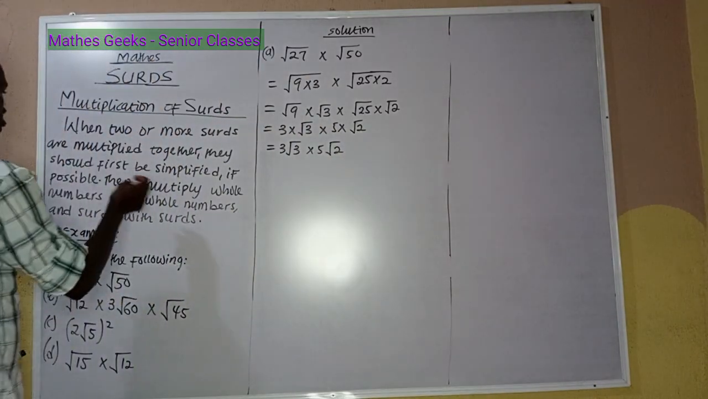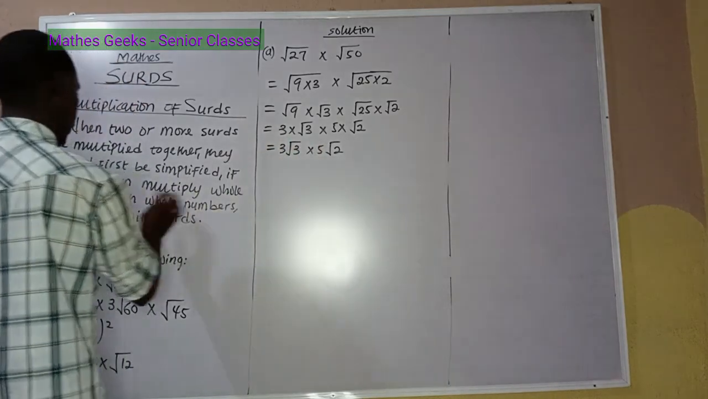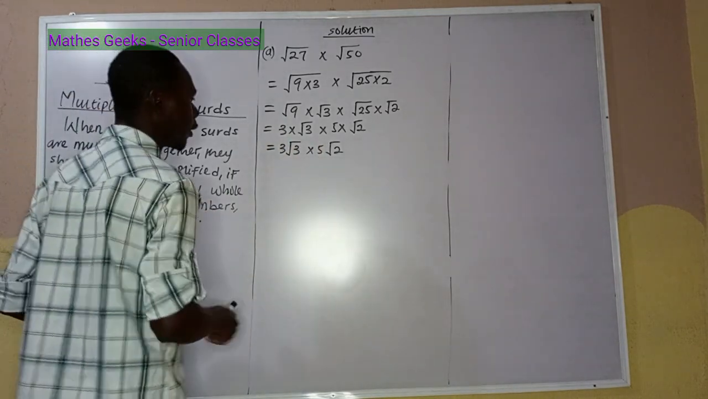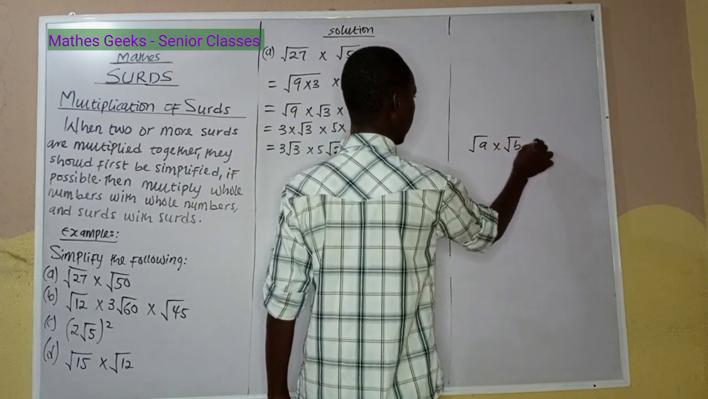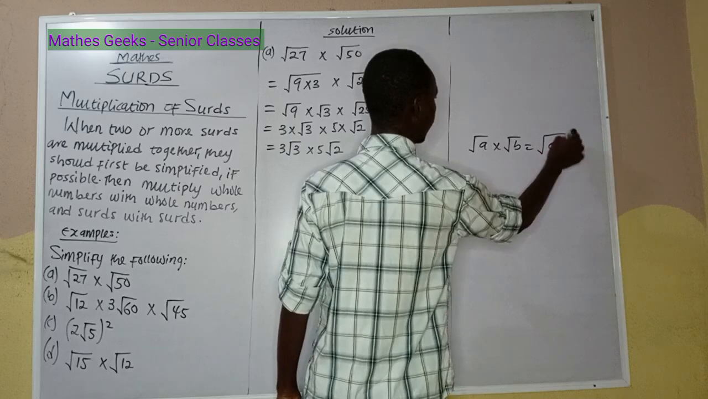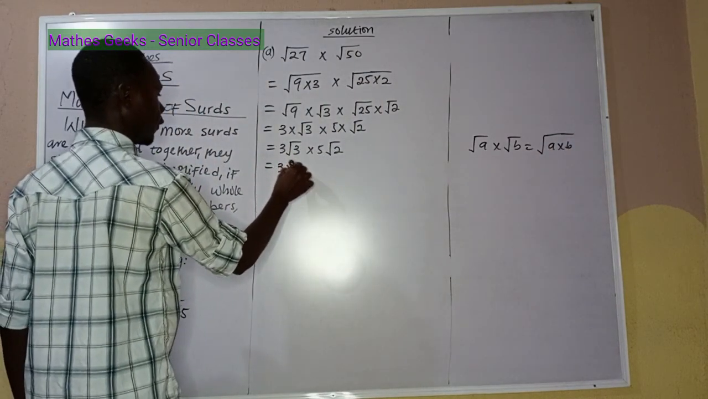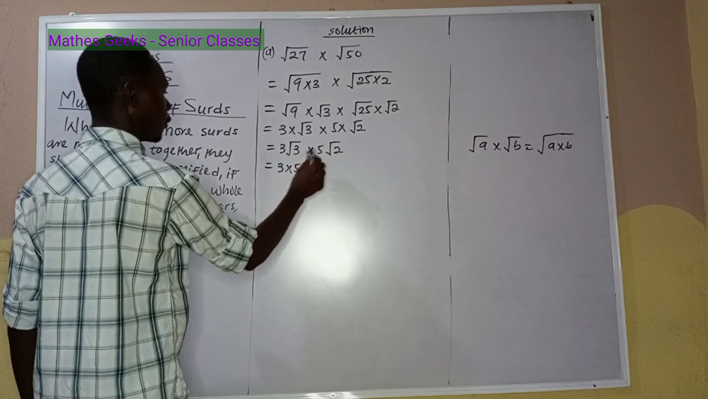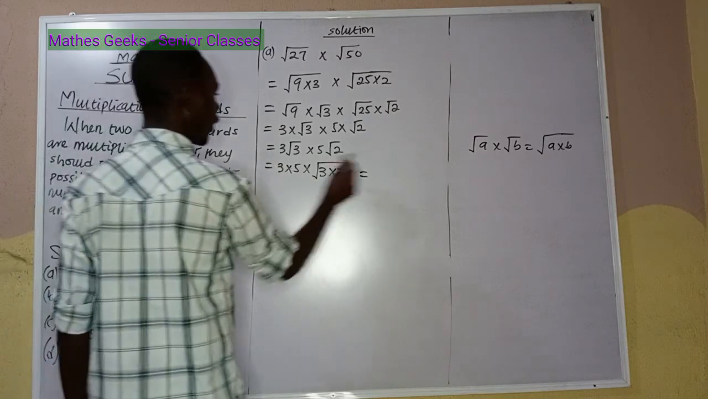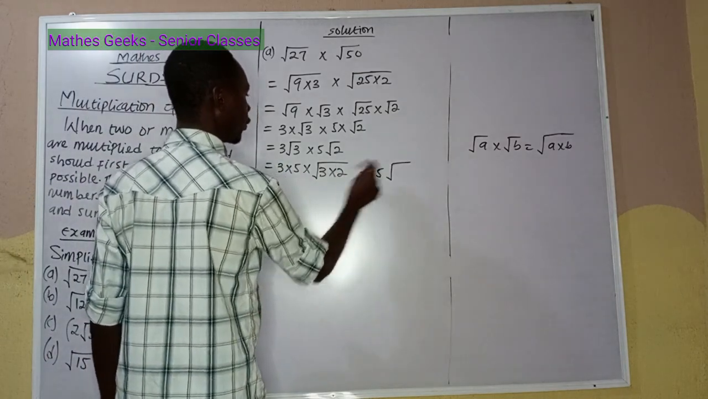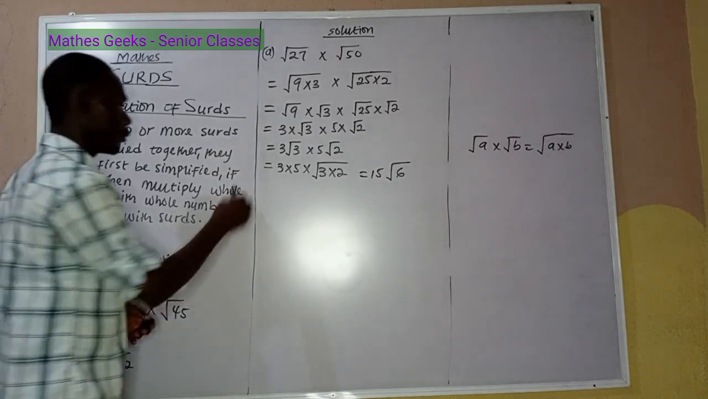Now the next thing is to multiply whole numbers with whole numbers. So 3 is going to multiply 5, and then surd will multiply surd. Remember that for the multiplication rule of surds, root a times root b is equal to root a times b. So don't forget this. This will give us 3 times 5 times root 3 times 2. 3 times 5 is 15, 3 times 2 is 6. That's the final answer, 15 root 6.